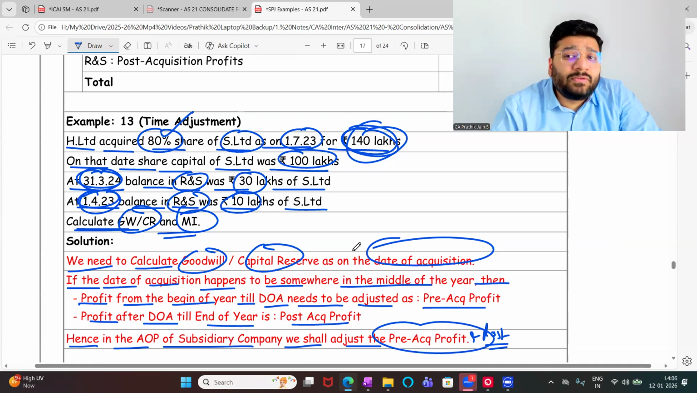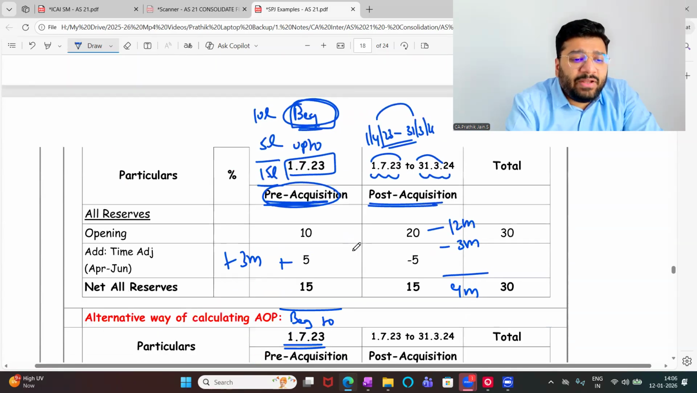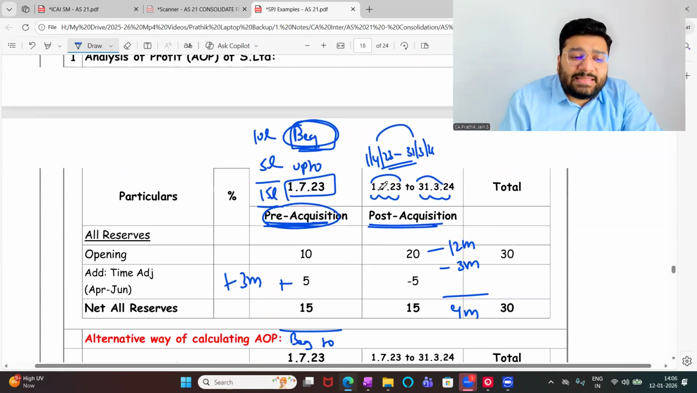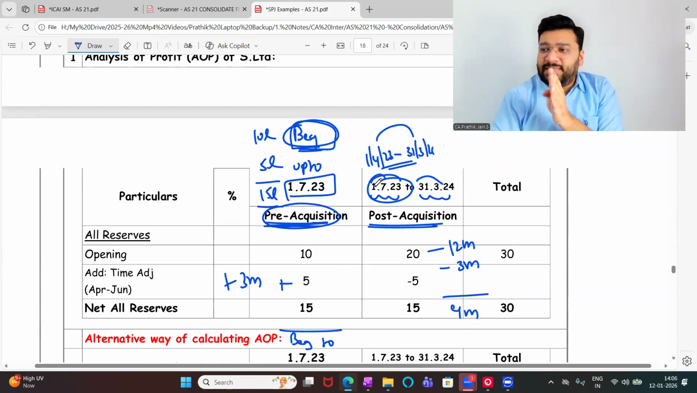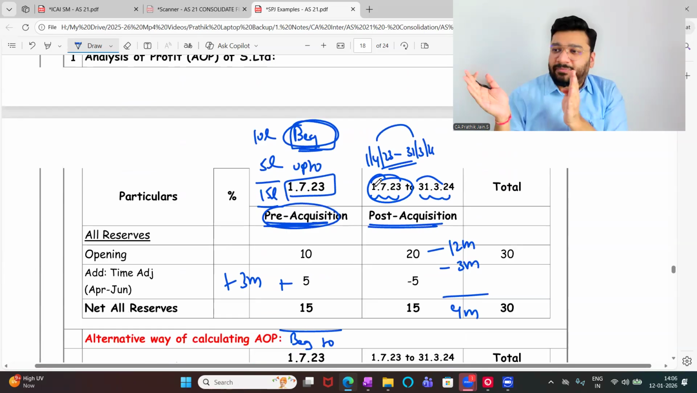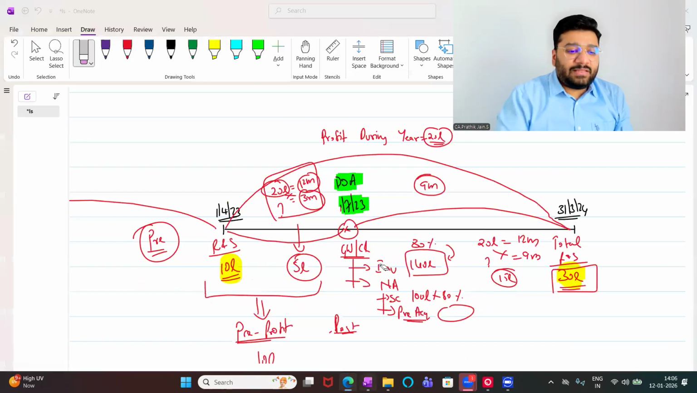Okay, not okay. Reserves and surplus on the date of acquisition. Correct. For example, here in this question, had they given you the reserve and surplus as on 1/7/23 itself, so up to 1/7/23 ka profit is given, take the difference, that becomes the post profit. Let's say that given is 15 lakh. Ending is how much? 30 lakh.